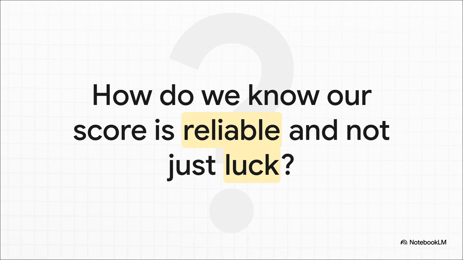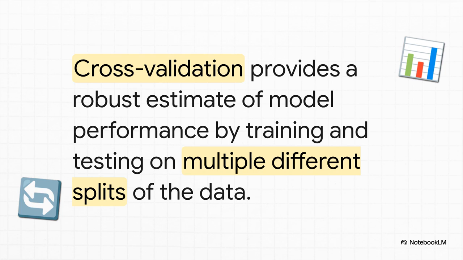We got a score, right? But that score came from one single random split of our data. How do we know we didn't just get lucky? What if that one split of data was unusually easy? How do we know our score isn't just a fluke? The answer, my friends, is cross-validation. This is the gold standard for getting a truly reliable estimate of your model's performance.